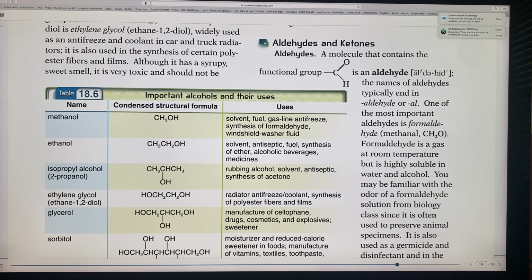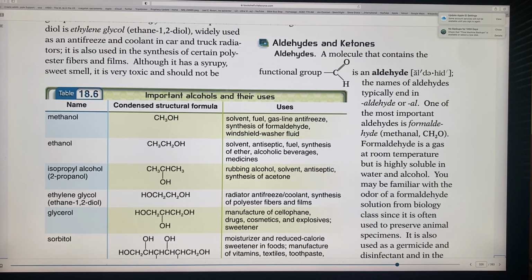Formaldehyde is a gas at room temperature, and it's highly soluble in water and alcohol. It's used to preserve animal specimens, right? Formaldehyde is also a disinfectant and a germicide, and it's used in the manufacturing of plastics, adhesives, and rayon.